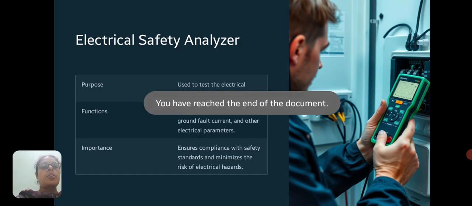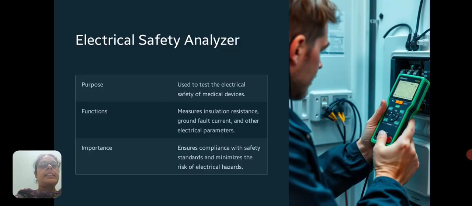So that's all about the standards and ethics we need to follow in patient safety.